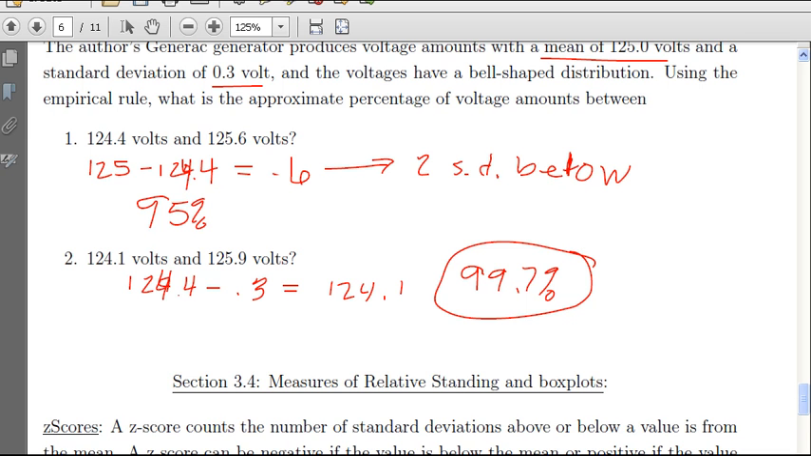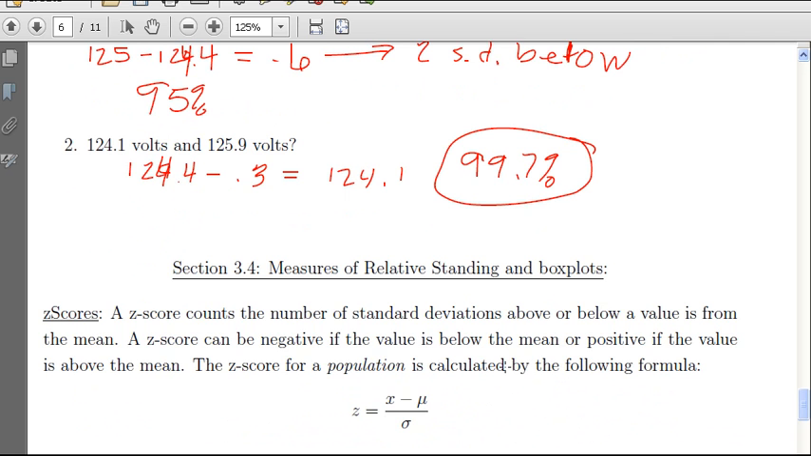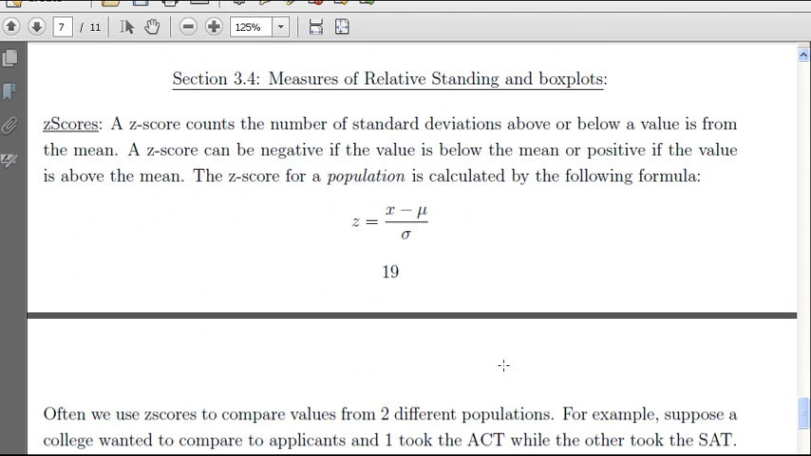So that's it for the empirical rule. Hopefully we'll try to get one more example of that in. We're going to move on down to what we call z-score calculations. A z-score is calculating the number of standard deviations above or below the mean that a value is. The formula for a z-score is right here.